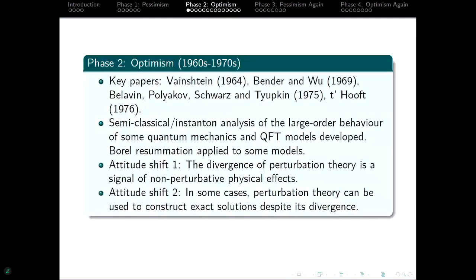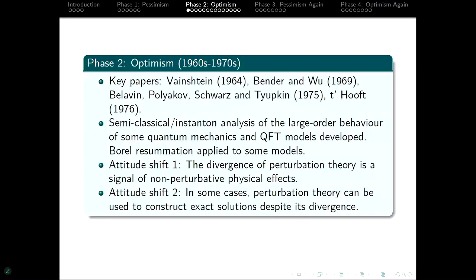Okay. And I guess this is maybe one of the dominant views still in philosophy of physics, this fairly dismissive view of perturbation theory. But what I want to draw attention to with the rest of the talk is another strand that picks up and develops a more optimistic take on the divergence of perturbation theory.